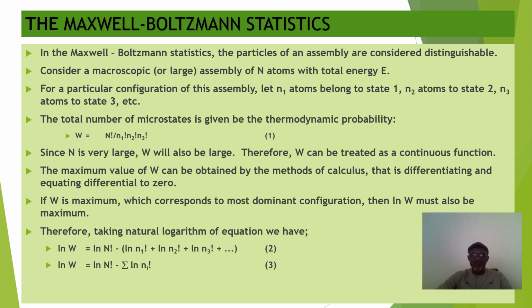In the Maxwell-Boltzmann statistics, particles of the ensemble are considered distinguishable. So consider a macro state, a large assembly of N atoms with total energy E. For a particular configuration of this assembly, let n1 atoms belong to state 1, n2 state 2, n3 state 3. Now this is our thermodynamic probability, which we have stated before. But N is very large, therefore W will also be very large. So we can treat W as a continuous function.